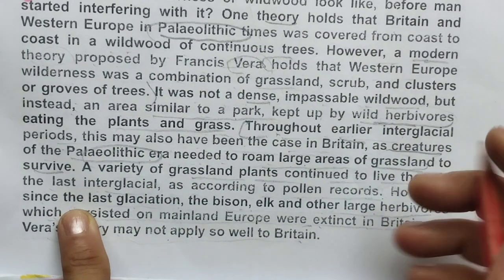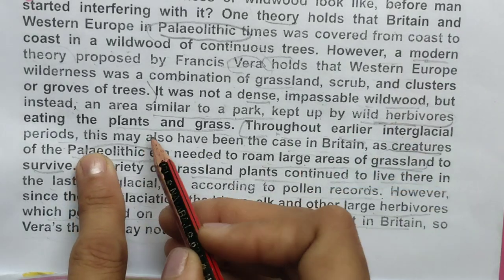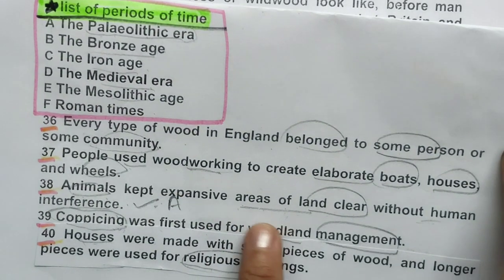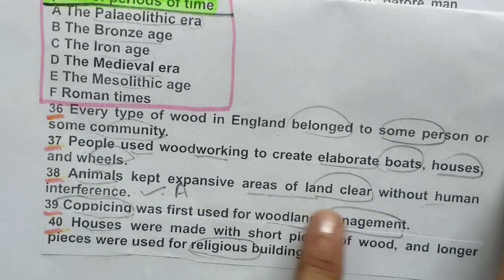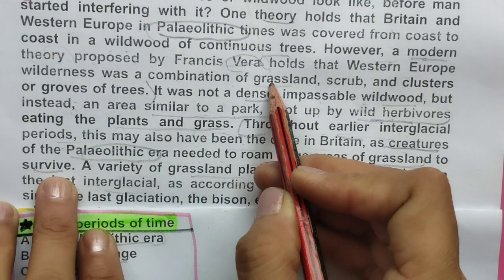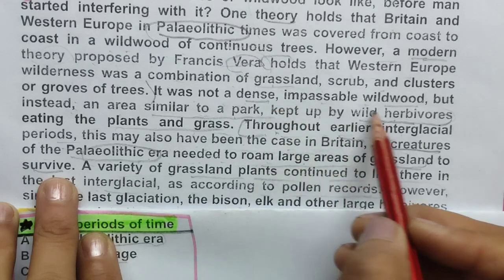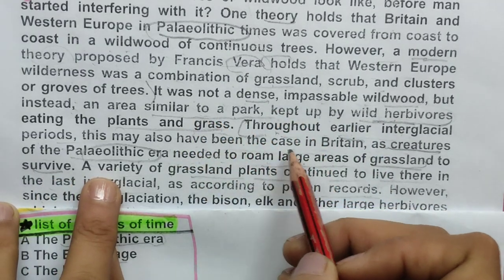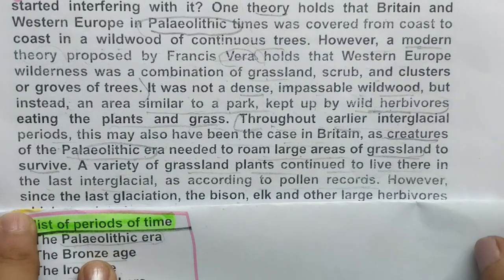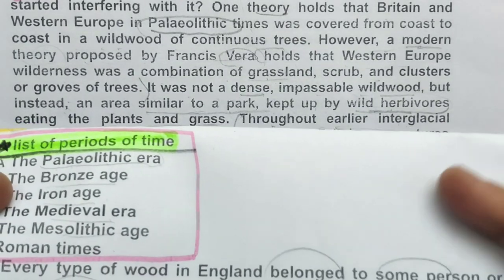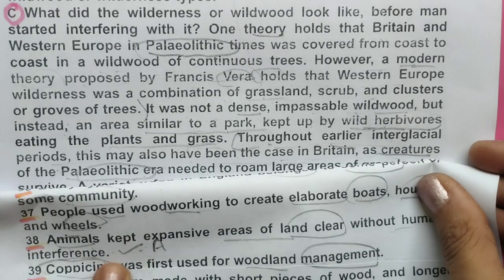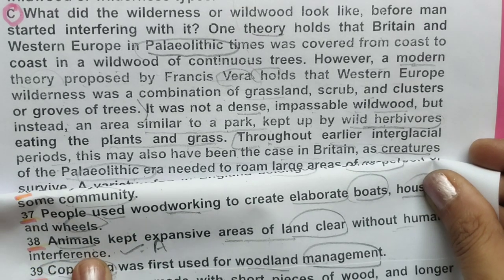See this, they are talking about creatures, herbivores, and grasses also they are talking. So the grass word is also matching. See this: areas of land clear without human interference, grassland, scrub, clusters, kept by. So this is properly matching. You can read it. I am showing you the location. I am showing you the question also. 38 number. We have matched it.